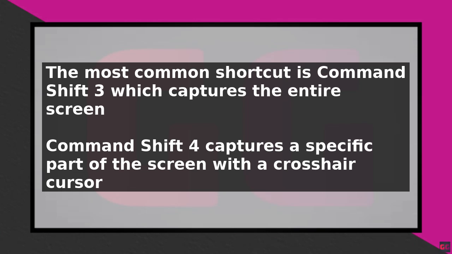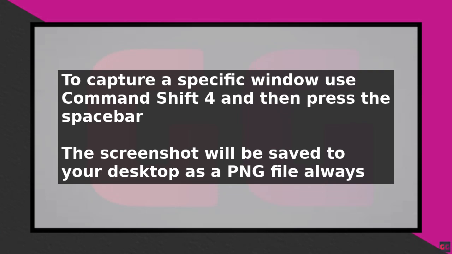If you want to capture a specific window, you can use Command-Shift-4, and then press the spacebar. This will turn your cursor into a camera icon, which you can use to select the window you want to capture. Simply click on the window, and the screenshot will be saved to your desktop.